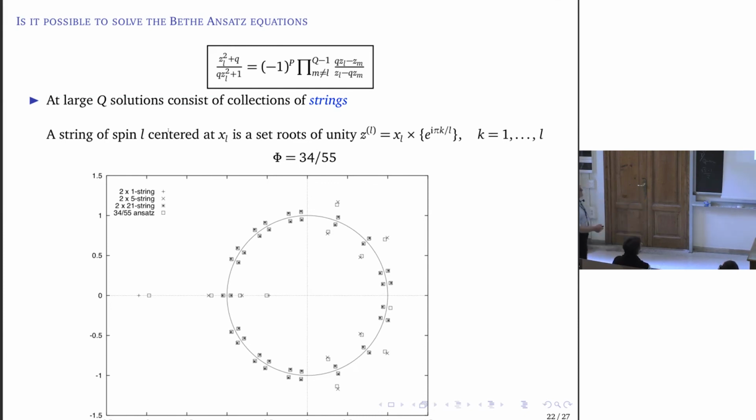But they form a kind of clustering. And on this picture, you see numerics solving these equations for P over Q equal to 34 over 55. There are 54 points here. And the boxes are predictions, and the crosses are numerics. So they remarkably fit each other.